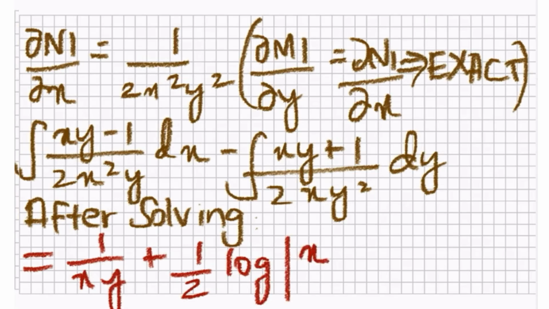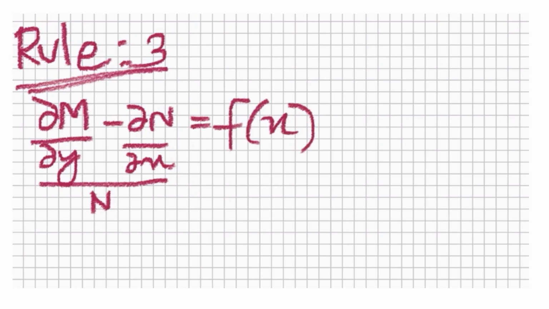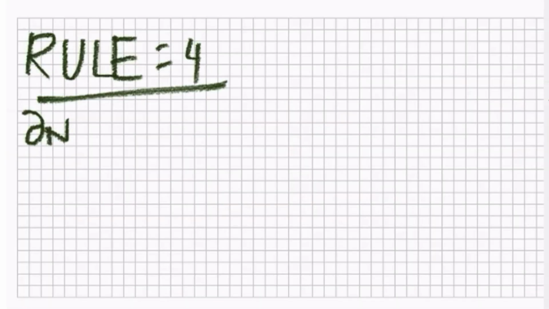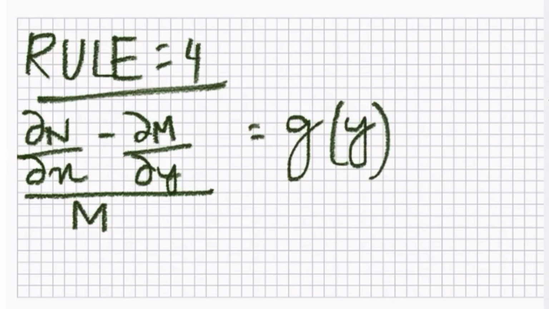We start by talking about rule 3, where if the equation is not exact, it can be made exact by multiplying it with a function of x alone. If this expression depends on x alone, then an integrating factor exists which is a function of x and is found by taking the exponential of its integral. We move on to rule 4, which is similar to rule 3, and here we multiply the integrating factor if it has functions of y alone so that the equation becomes exact.